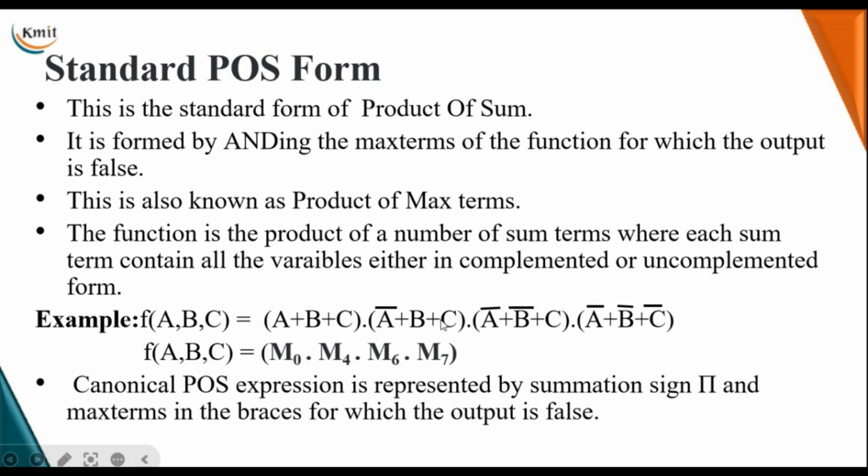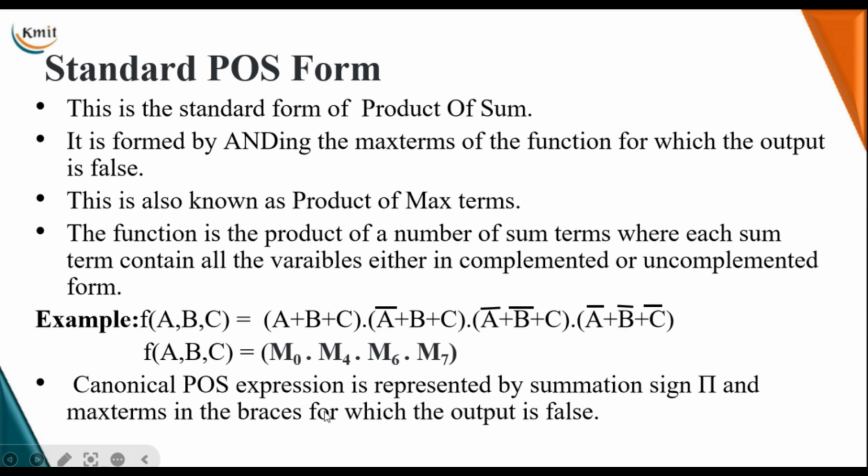Next, A bar or B or C is another maxterm, where the A value is logic 1. Hence we represented a logical 1 with complement. If you are substituting a variable with logical 0 in a maxterm, that variable is represented without complement, as an uncomplemented variable. So B and C are uncomplemented variables. 1 or 0 or 0 is the M4 representation of the maxterm. Next, A bar or B bar or C is the M6 representation. A bar or B bar or C bar is M7.